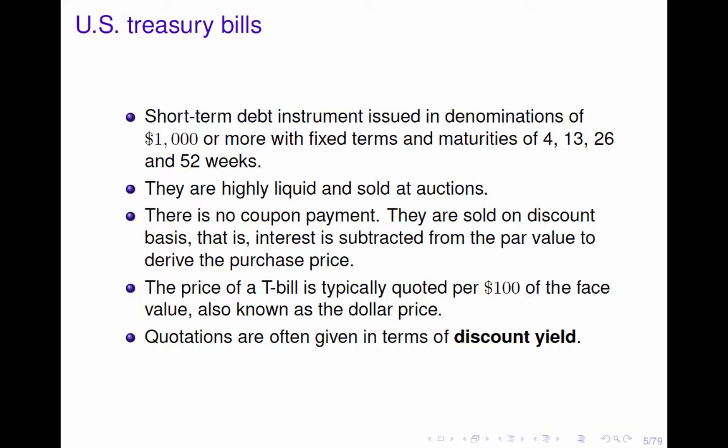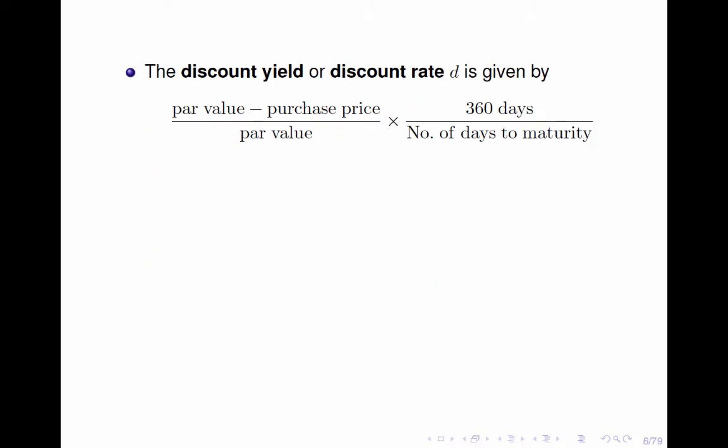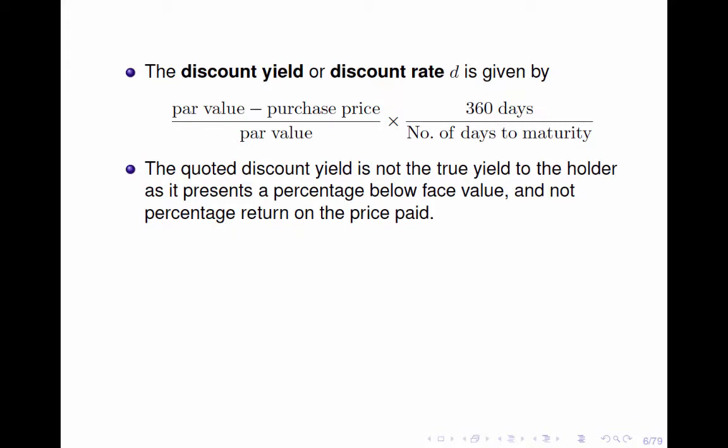Quotations are often given in terms of discount yield. The discount yield, or discount rate, denoted by D, is given by the following formula, which can be considered as the annualized percentage of the purchase price below the par value. Note that we assume that there are 360 days in 1 year for the annualization. It is clear that the quoted discount yield is not the true yield to the security holder. The true yield, namely the rate of return, is the percentage return on the price paid.